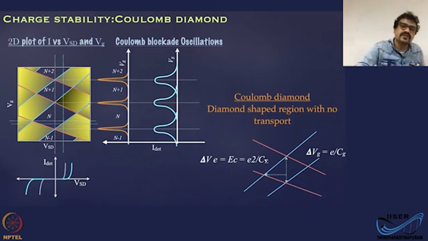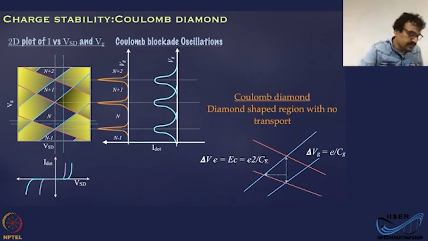So what you are going to get is, when you vary both, you will get a two-dimensional plot. In this plot, the current is a color, one of the axes is the source bias, and one of the axes is the gate voltage. Okay. This is a cartoon. I will show you the real plots in a minute.